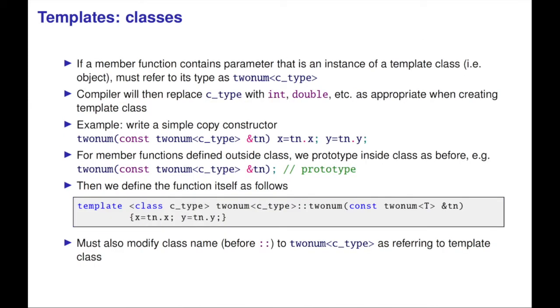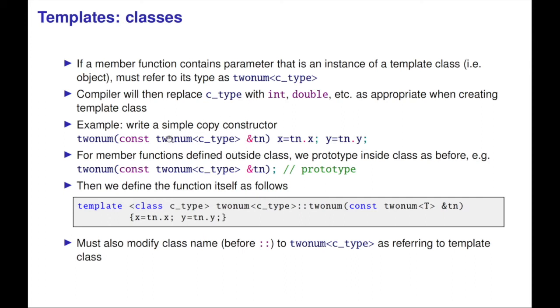If a member function contains a parameter that's an instance of a template class, it must refer to its type with the correct type. The compiler, with pair of numbers, will replace C-type with int, double, etc. as appropriate when creating a class. For example, if you write a simple copy constructor, pair of numbers const pair of numbers C-type n, and it does that kind of thing there, that's perfectly fine.